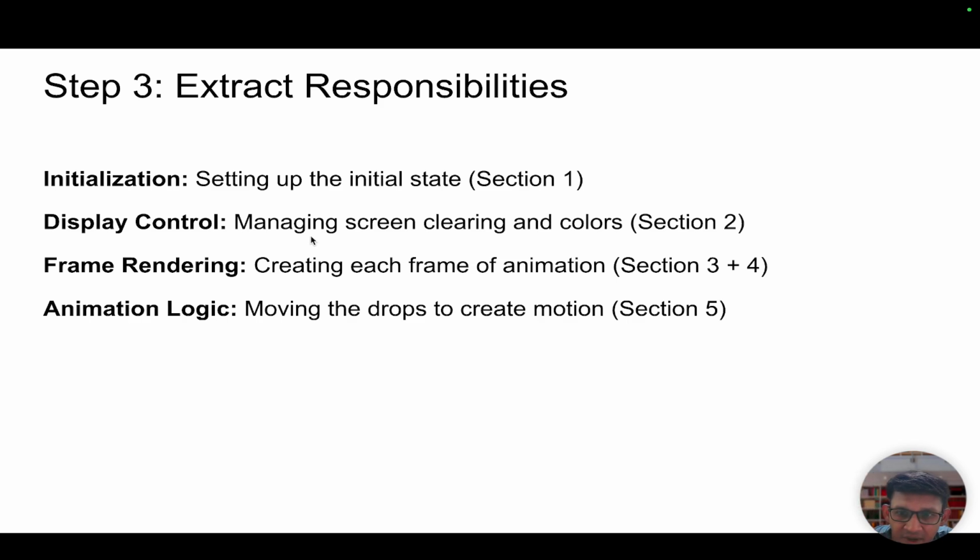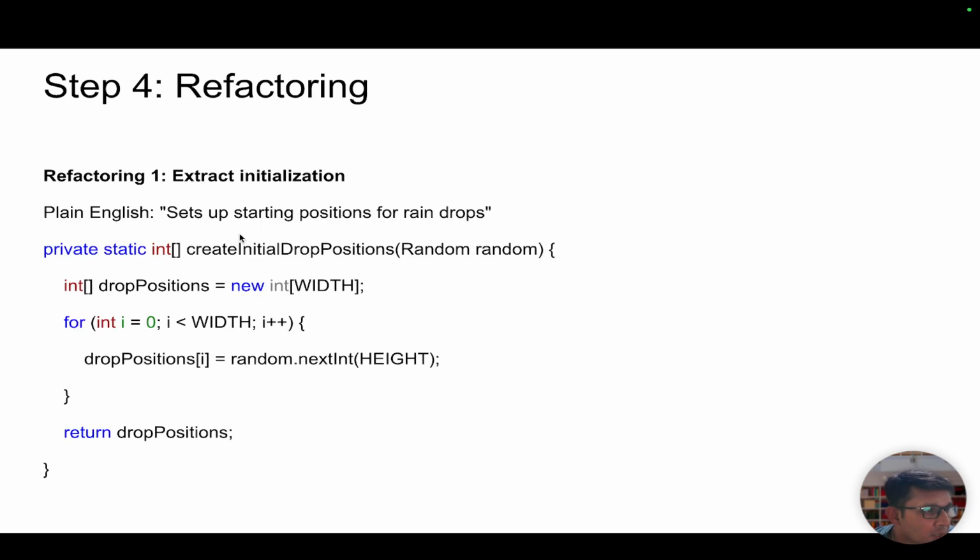Now, step 4 is to refactor. Now, we rewrite the code incrementally, extracting one method at a time. Each method name will come directly from a plain English description. So, the first refactoring is the extract initialization. The plain English for this was sets up starting position for raindrops.